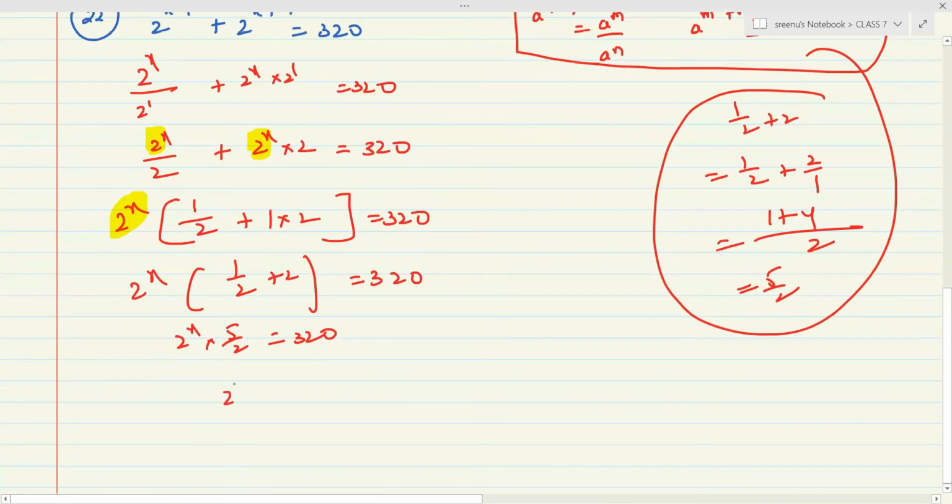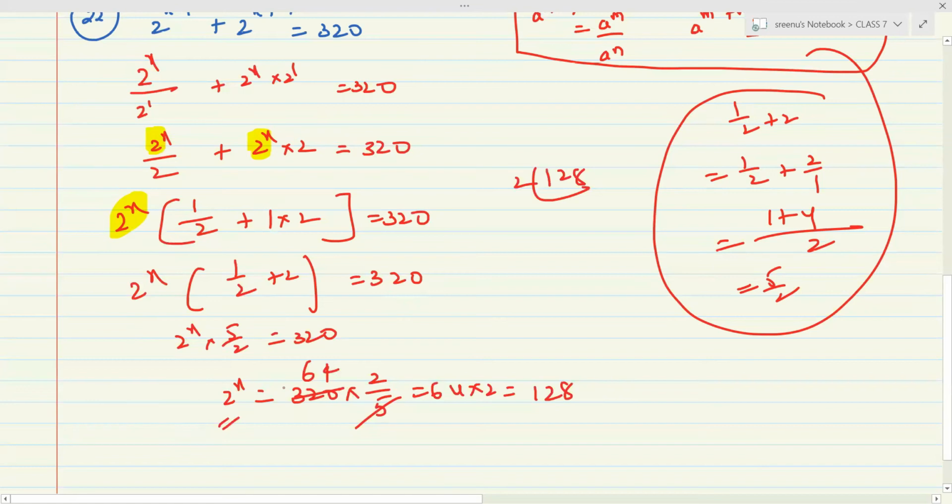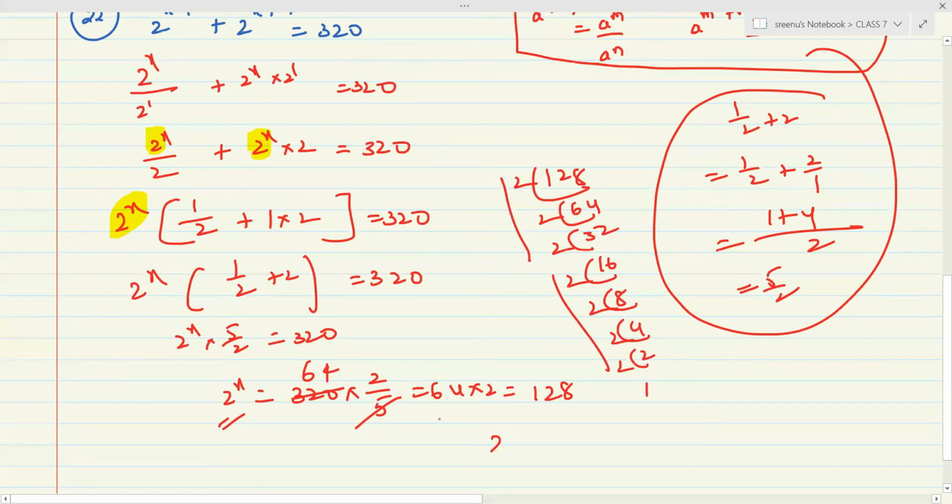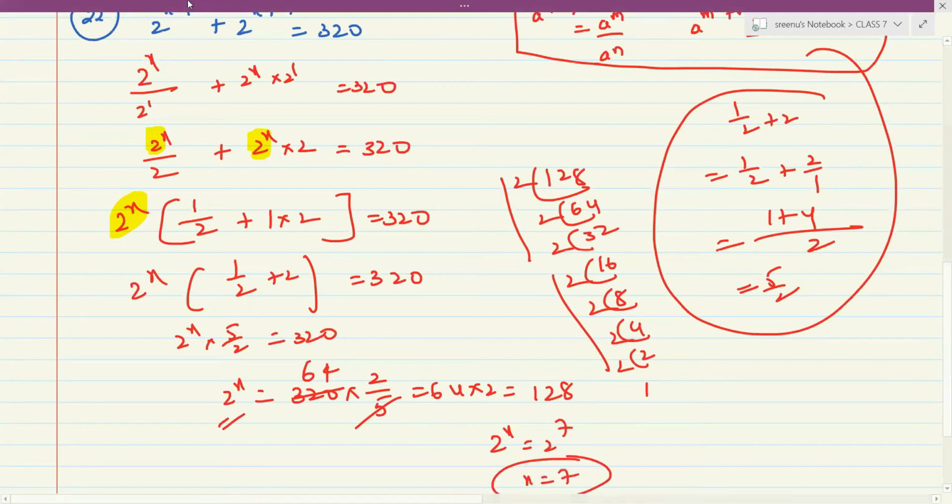Next, 2 power x is equal to 320 into 2 by 5. So cancellation: 64 times. 64 into 2 is equal to 128. Now for 128, I shall take the LCM with base 2 because on the left side 2 is there. So you get 2 power 7. 2 power x is equal to 2 power 7. x is equal to 7. Okay, no?